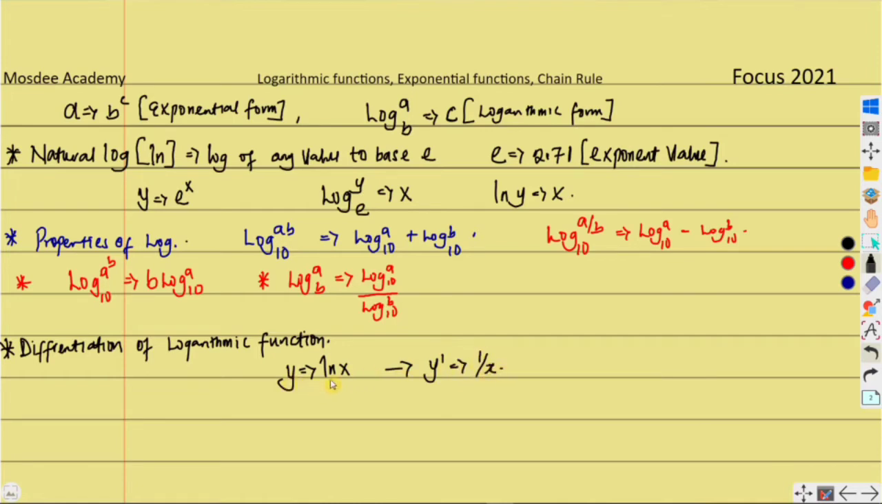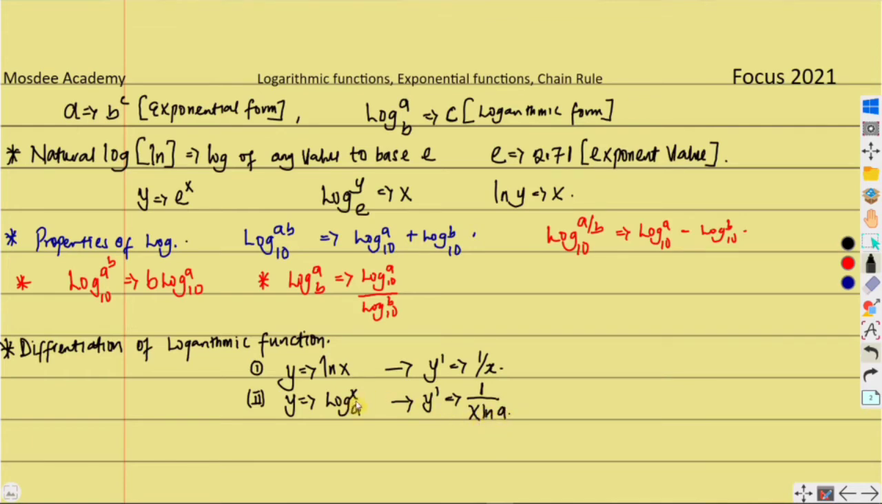So next time you see ln of x, which is what we call natural log of x, when we differentiate, the direct formula we use is just 1 over x. The second one, which is also important under logarithmic functions, is when you have y equals log x base a. This time around it's not base e. If the base has been changed, the direct formula we use for y prime, which is dy/dx, is 1 all over x ln a.